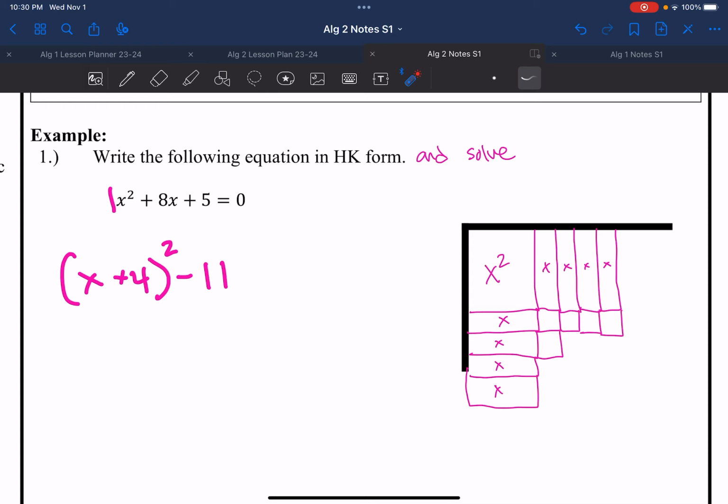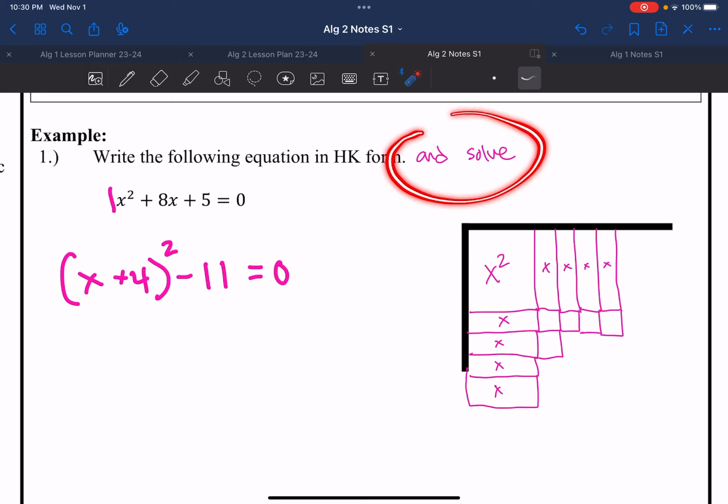Things that you need to know: half of B goes inside of your parentheses, and missing pieces go outside of the parentheses. And we're just going to set that equal to 0 because this is equal to 0. That's the basics. Now I have my equation in HK form.